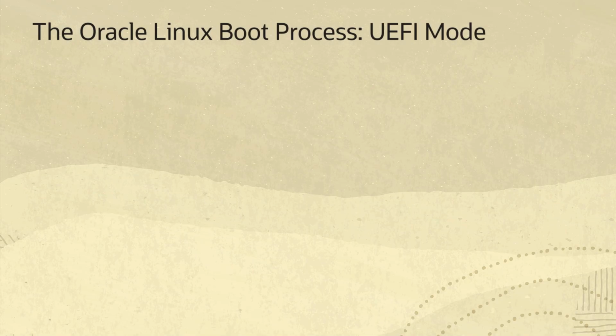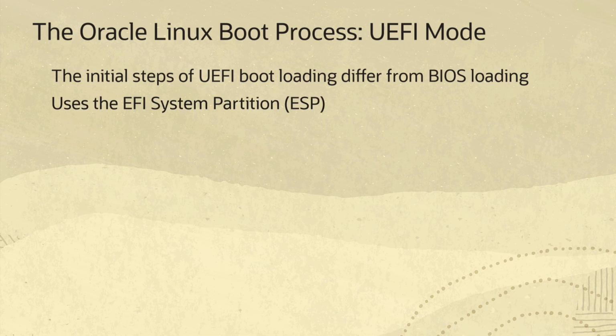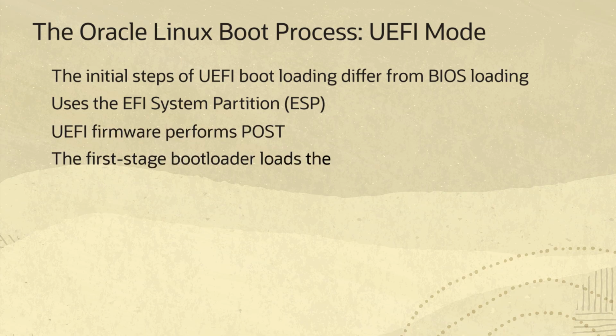This describes the UEFI boot process. UEFI mode booting differs from BIOS mode booting only in its initial steps. UEFI does not use a master boot record like BIOS, but looks for and accesses an EFI system partition for files required for booting. The ESP resides on a device which uses a GUID partition table, which is required by UEFI. UEFI performs POST and then loads a first stage bootloader from the ESP.